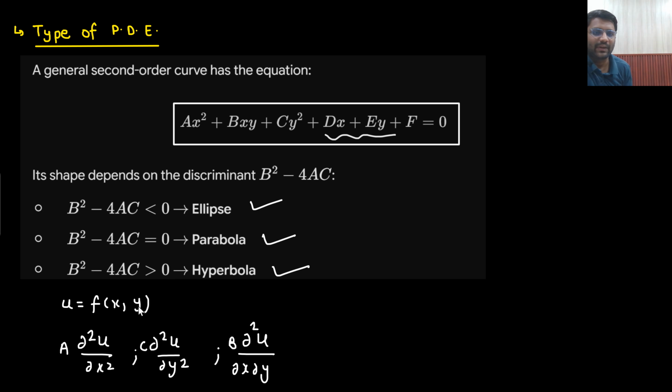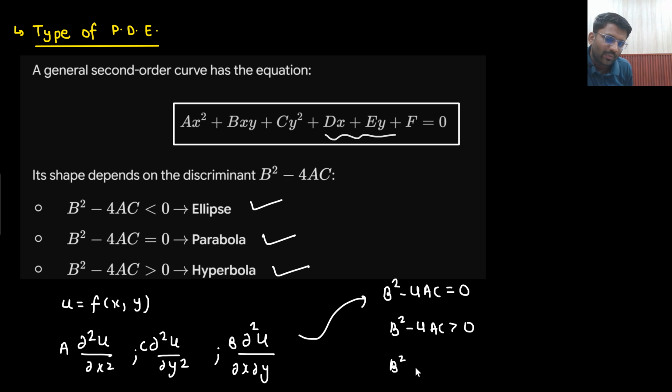U is a function of x comma y, so the coefficient of the term partially differentiated 2 times with respect to x will be a, the one partially differentiated 2 times with respect to y will be c, and the mixed partial differentiation with respect to x and y will be b. The rest of the terms you will ignore. So from here as well, you will calculate b square minus 4ac. If it comes out to be 0, then parabola. If it comes out to be greater than 0, then hyperbola. If it comes out to be less than 0, then ellipse. That's it. The same concept is there.